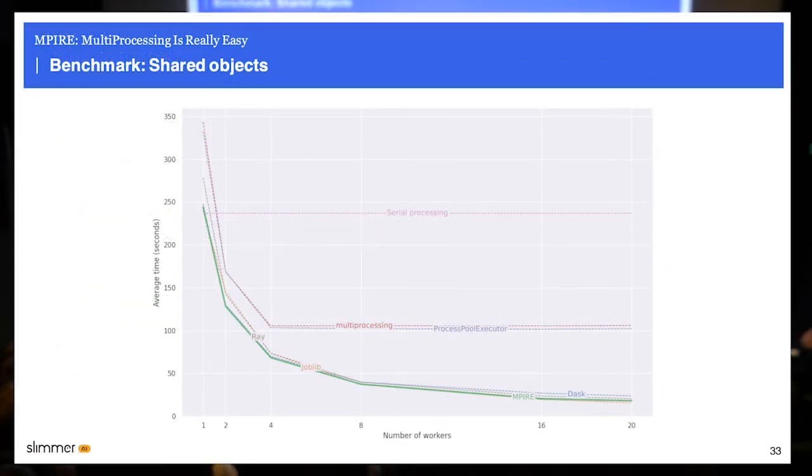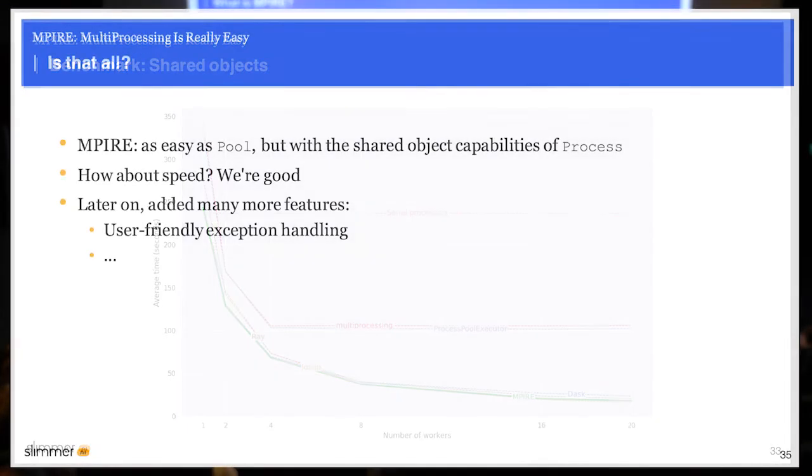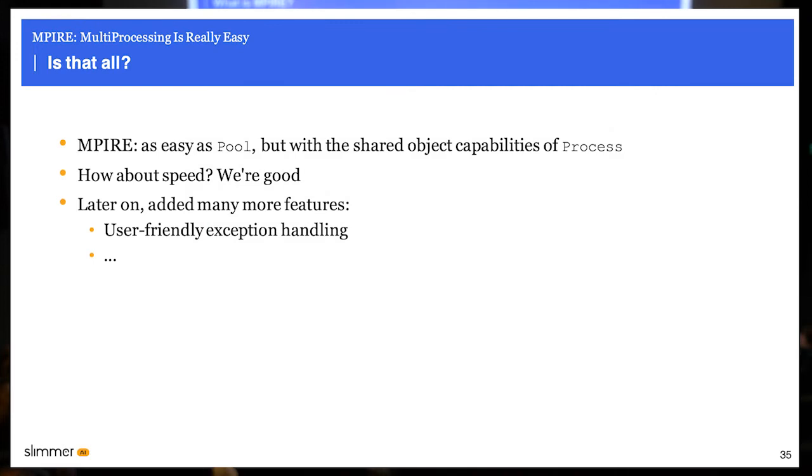We benchmarked a similar task for all the multiprocessing libraries that I mentioned earlier, and we can actually see that multiprocessing and the process pool executor are slower, but Ray, Joblib, Dask, and MPIRE all are pretty fast, much faster than the others. So we're good on that front.